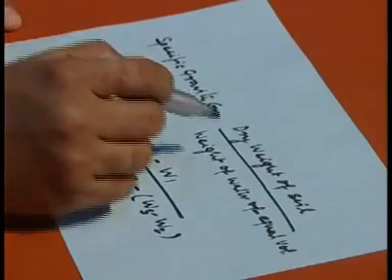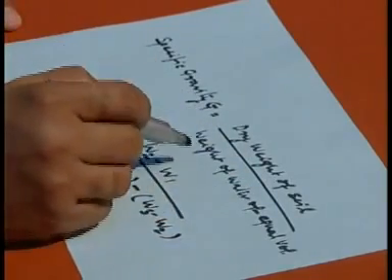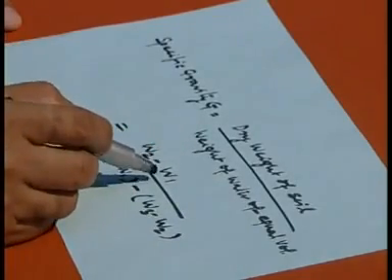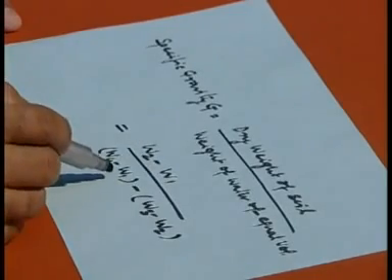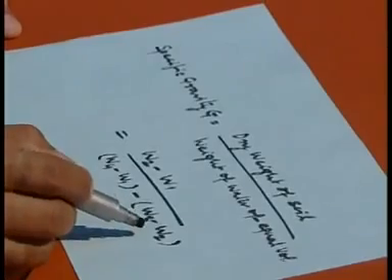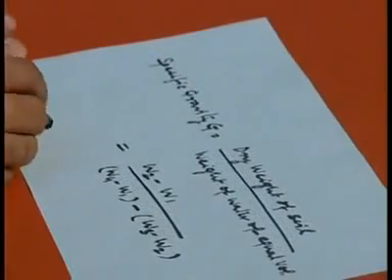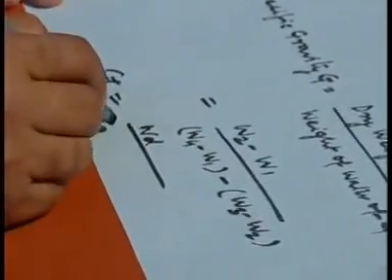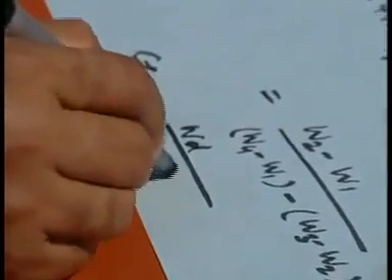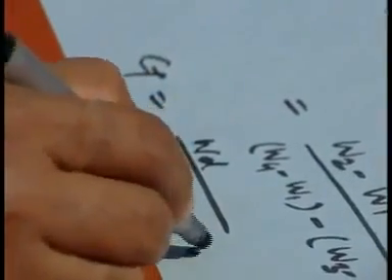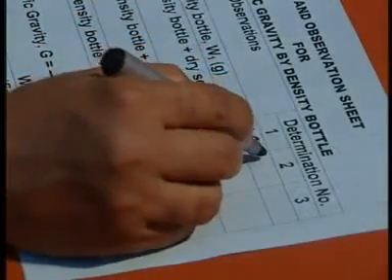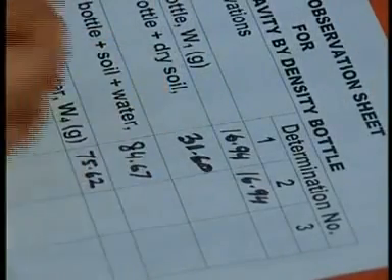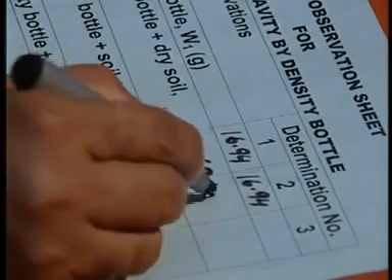Specific gravity G is equal to dry weight of soil divided by weight of water of equal volume, which is equal to (W2 minus W1) divided by (W4 minus W1) minus (W3 minus W2). On further solving, G is equal to WD divided by WD minus (W3 minus W4). Repeat the procedure for 2 more determinations and record the different value of weights from W1 to W4.